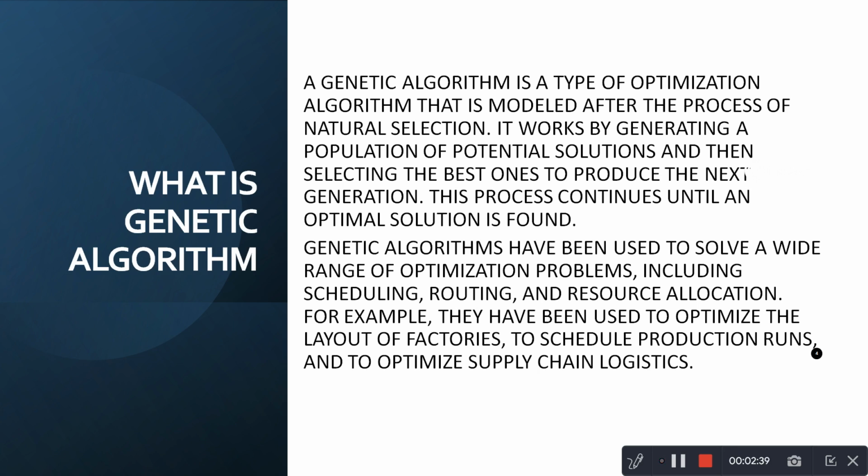Genetic algorithm has been used to solve a wide range of optimization problems, including scheduling, routing, and resource allocation. For example, they have been used to optimize the layout of factories, to schedule production runs, and to optimize the supply chain logistics. Next, move forward.